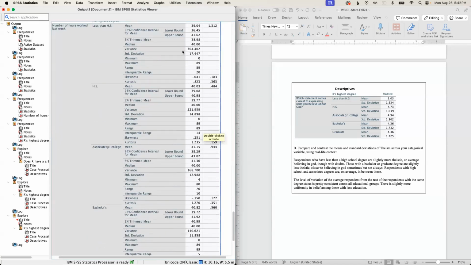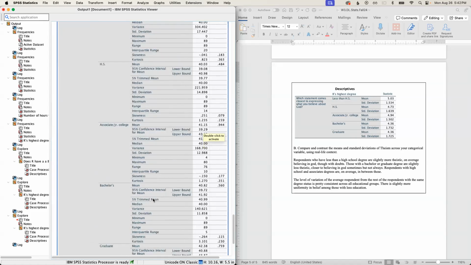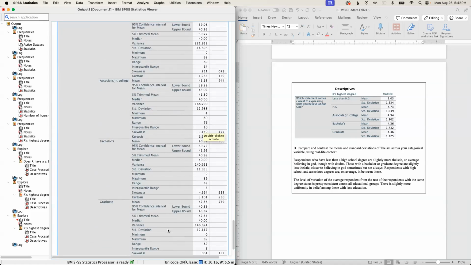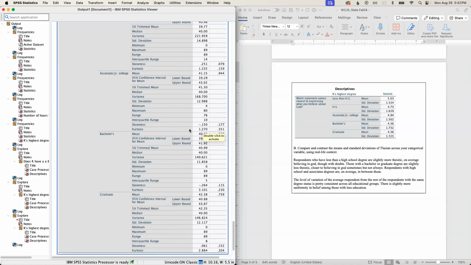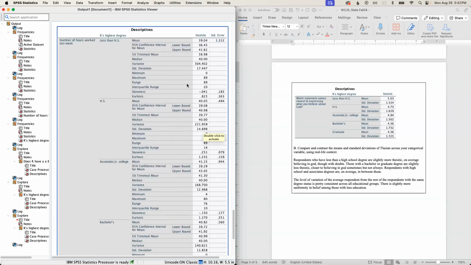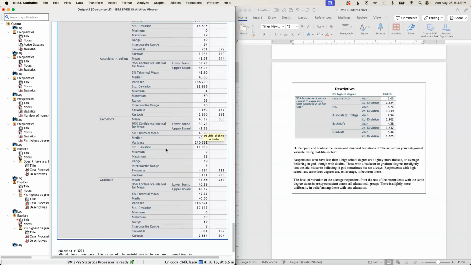If we look at our standard deviations, 17, 15, 13, 12, and 12, those are decreasing. So there's more variation in terms of number of hours worked among those with less than high school, and less variation, more uniformity, among those with a graduate degree.